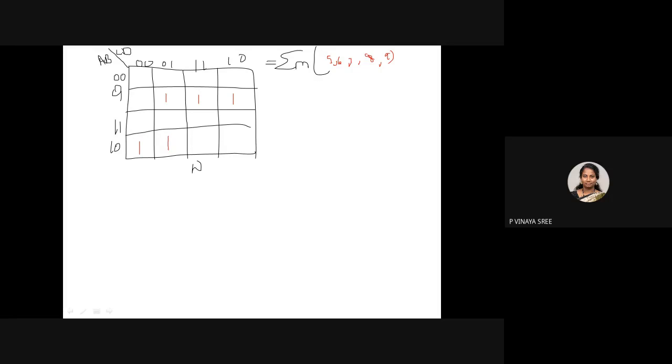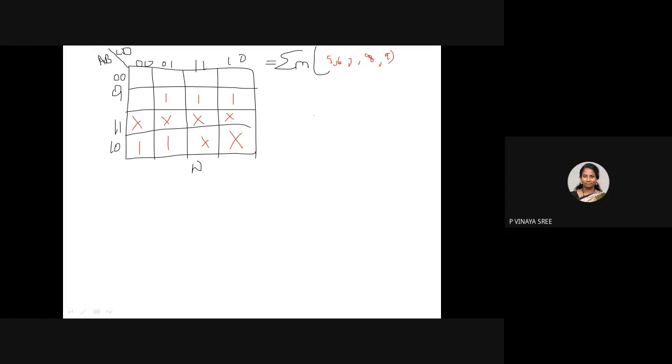I have represented 5, 6, 7, 8, 9. Next, I also need to mention don't cares. Where is 10? 1, 0, 1, 0. This is your 10, don't care. 1, 0, 1, 1 is 11, also a don't care. Next 1, 1, 0, 0, 12, don't care. 13, don't care. 14, don't care. 15, don't care. So these are all don't cares.